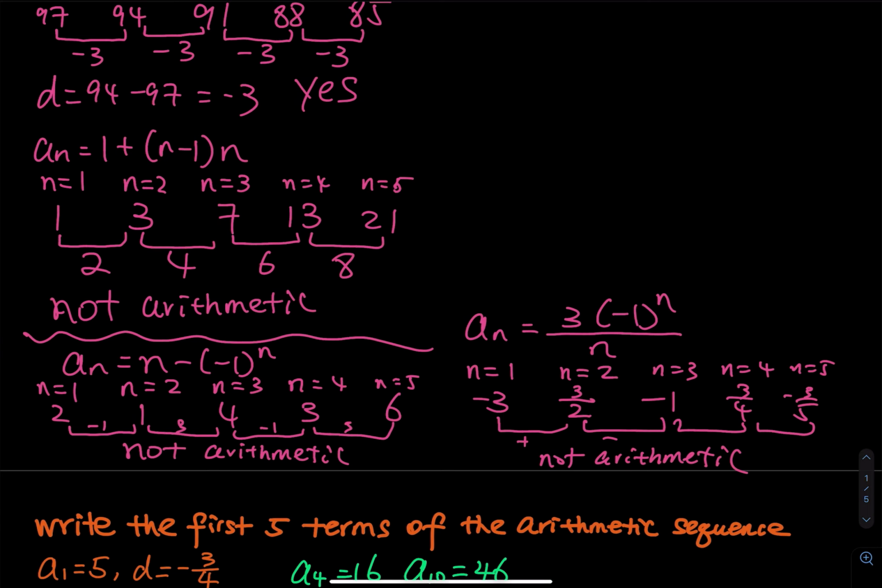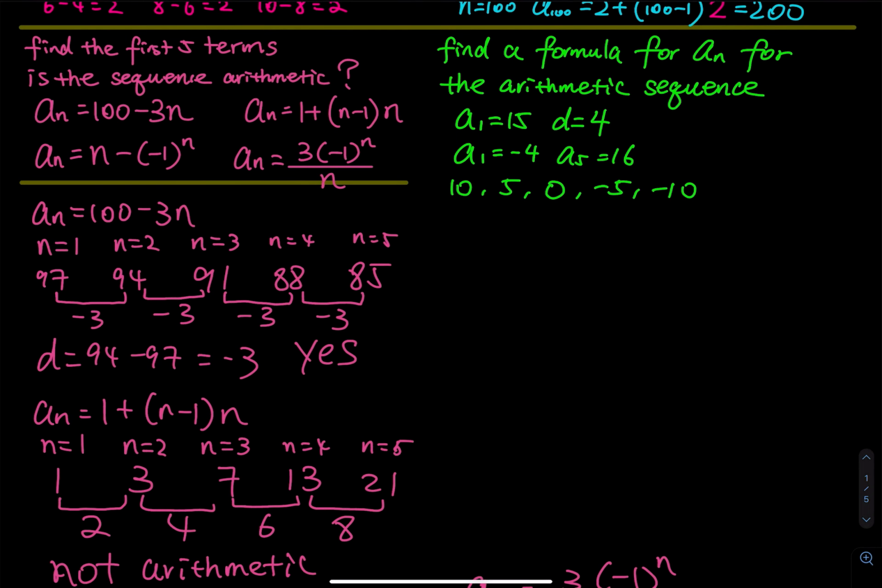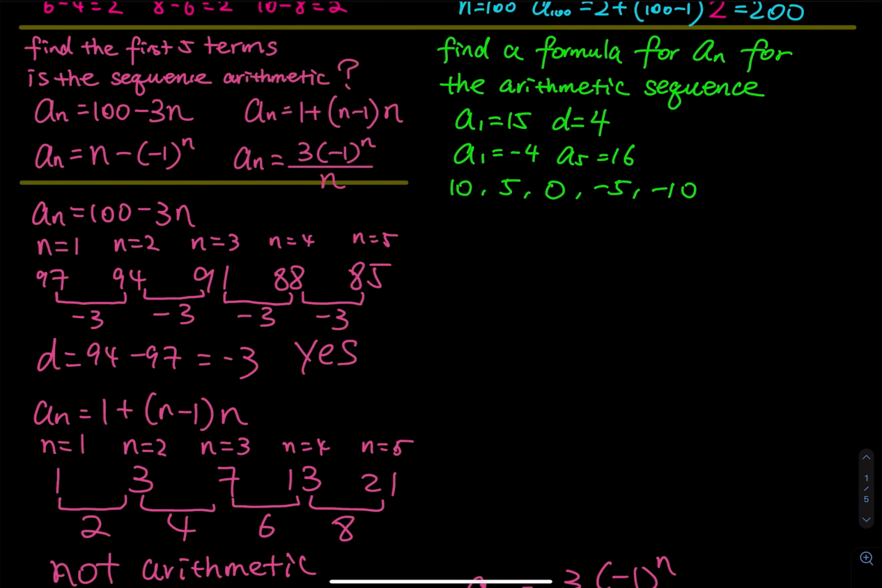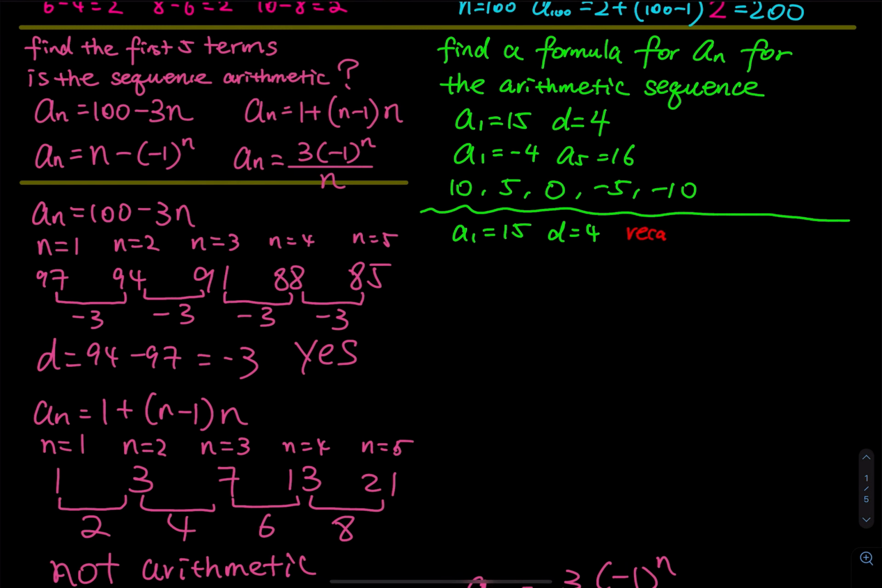All right, so let's go to the next type of problem. The next type of problem is find a formula for a_n for the arithmetic sequence. So they already say that this is arithmetic. You just have to find the formula. All right, I can do that. So first of all, let's do this. a_1 equals to 15 and then d equals to 4. We have to recall the formula. So recall, what's the formula?